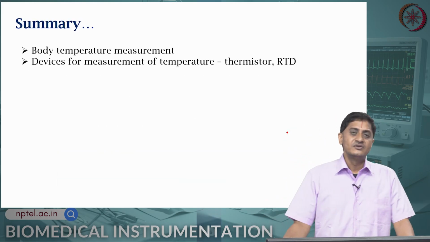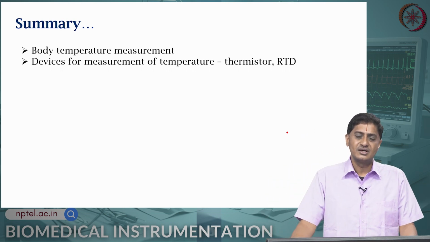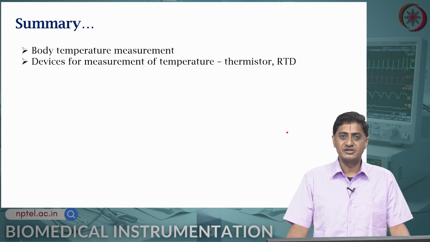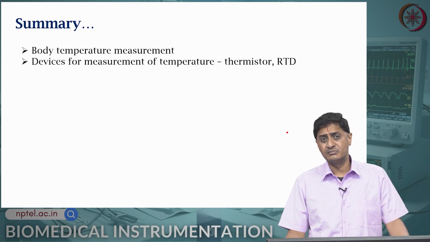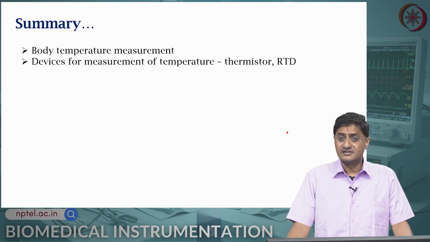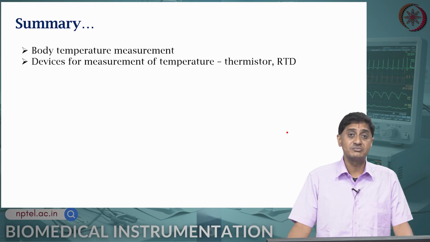Right. So, with this we come to the end of this video. In this video, we looked at how or why measurement of body temperature is important, critical, and how it is a critical measure, a biomarker of health, and what are the devices that can be used to measure temperature of the body. For example, we looked at thermistor, RTD, thermocouples, and we also mentioned non-contact temperature measurement systems.